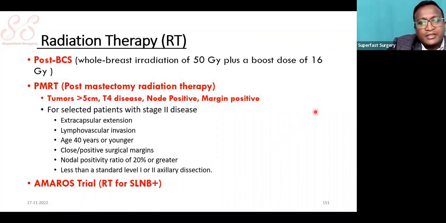Now, post mastectomy radiation therapy indications: when the tumor size is more than 5 centimeters, that is more than T2; when it is T4 disease, with chest wall or skin involvement; when node positivity is there; when the margin is positive; and also in stage 2 tumors when high risk features are present, like extracapsular extension, lymphovascular invasion, younger patient, close or positive margin. Now, this is the MA.20 trial, where sentinel lymph node biopsy positive patients can undergo surgery. But in the trial, the RT people found that with sentinel lymph node biopsy positive, you can give RT and then address the disease. So this is also one of the indications of radiation therapy.